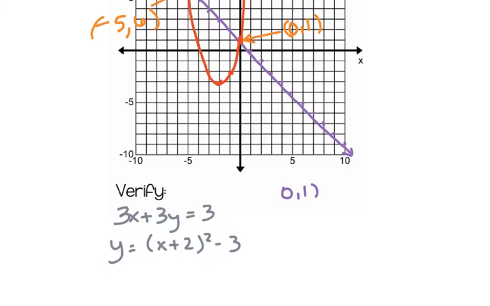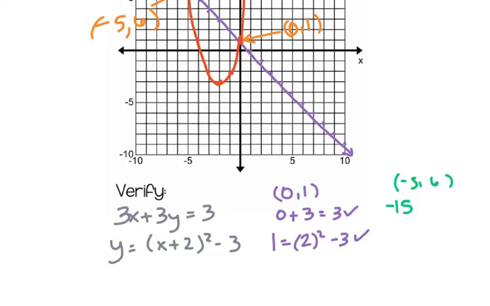So the first one I'll do is 0, 1, so I'm going to have 3 times 0 plus 3 times 1 equals 3, true. Y equals 0 plus 2 squared, which is 4, minus 3, which is 1, true. The next one, negative 5, positive 6. I'm going to have 3 times negative 5 plus 3 times 6. Is that equal to 3? Yes. The second one, 6, equals negative 5 plus 2 is negative 3 squared. That's 9 minus 3, which is 6. So I verified it using algebra.